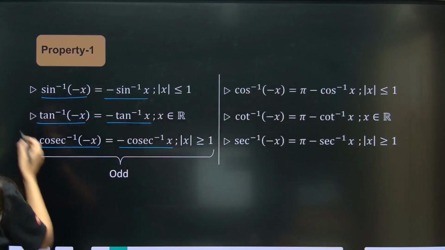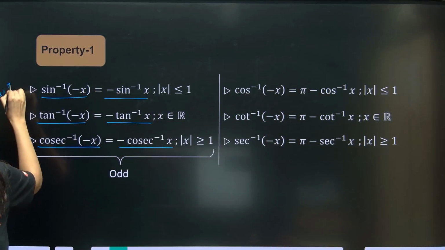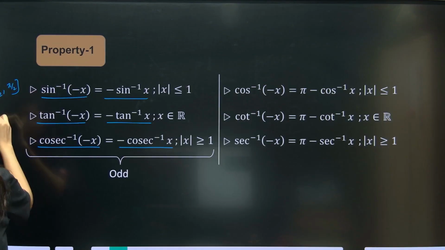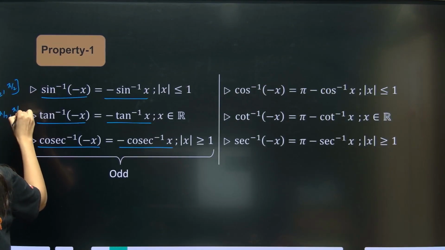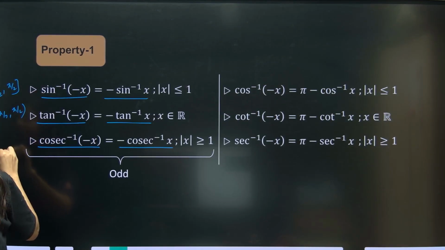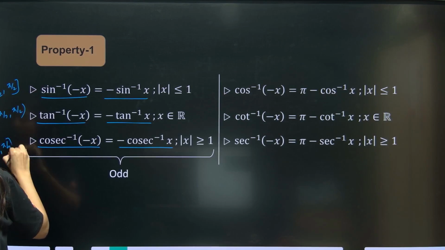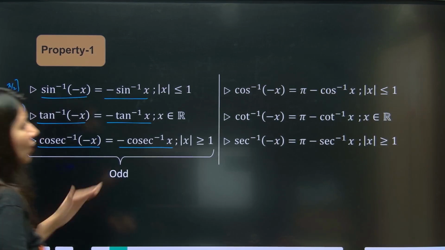Tell me the range of sine inverse, ma'am. Minus pi by 2 to plus pi by 2. First and fourth quadrant. All are from the first and fourth quadrant category. And this is minus pi by 2 to pi by 2 except 0.